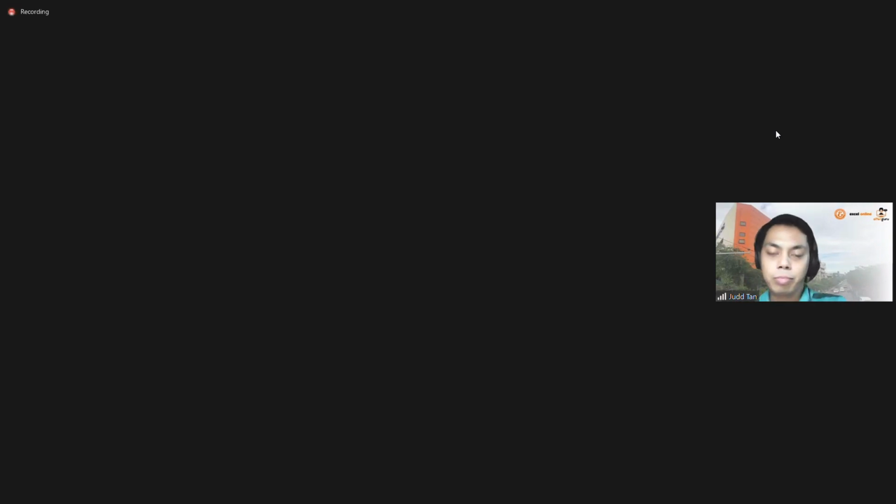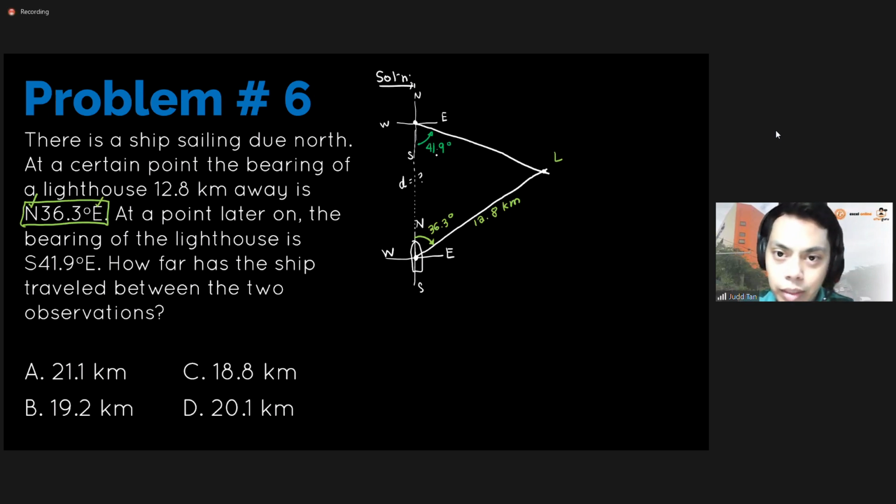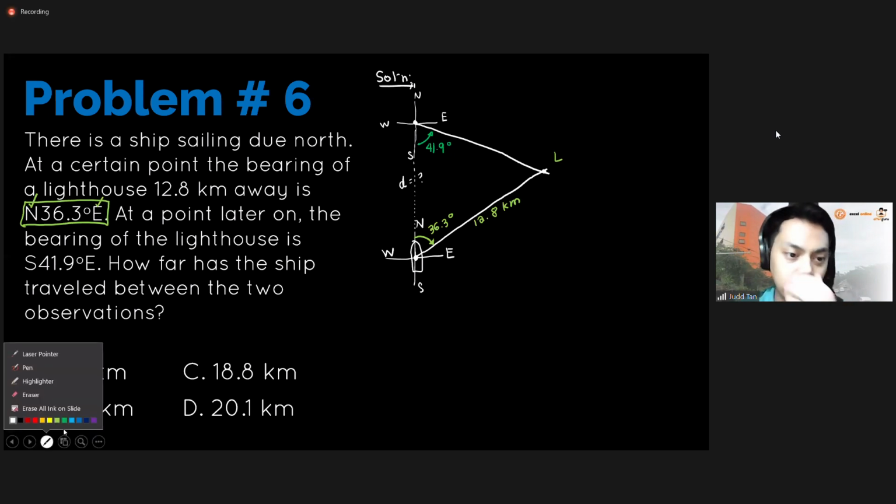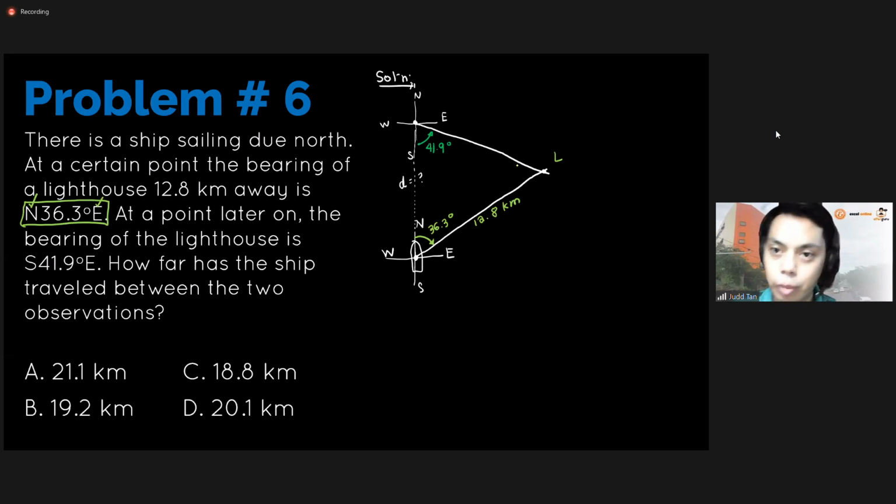Okay. Sige. So, ano pong gagawin natin? May dalawang angles tayo and may isang side. So, syempre, yung kulang na lang is isang angle, no? Let's solve for the other angle and pwede na tayo mag-sine law. Sige, ano pong value ng pangatlong angle natin? This is 180 minus 41.9 degrees minus 36.3 degrees. Okay?